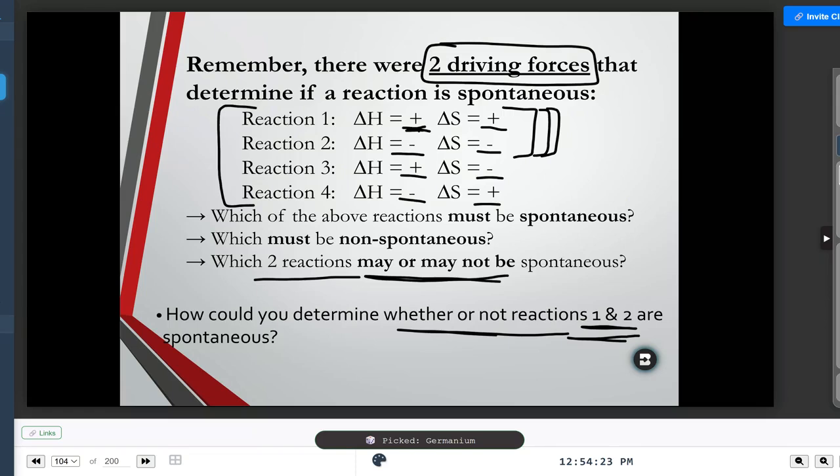Did you guys figure out which one was always spontaneous and which one was never going to be spontaneous out of these two? Reactions 3 and 4? Anyone? All right. What do you think, my dear Selenium? I think reaction 3 is not spontaneous. Because? Because it's endothermic.